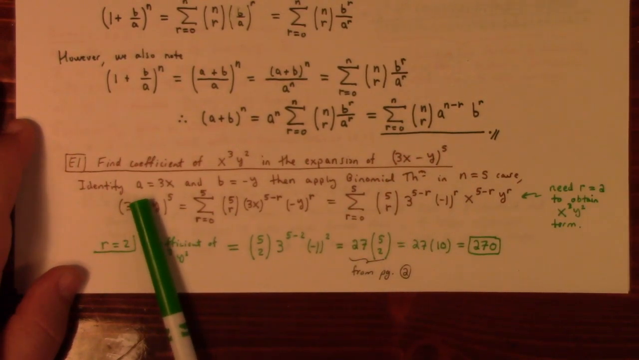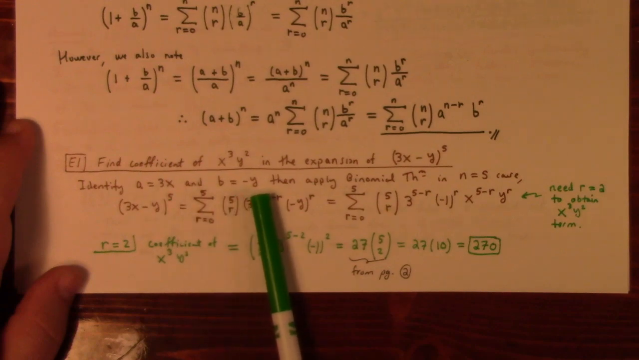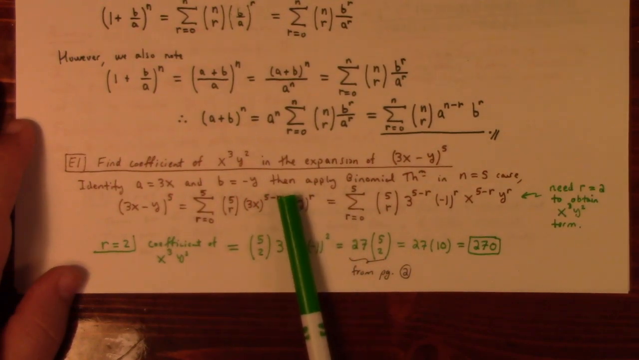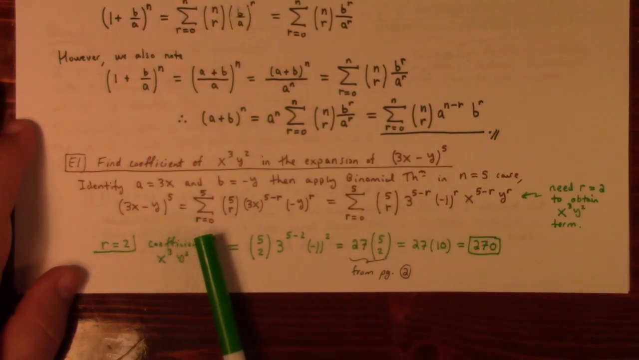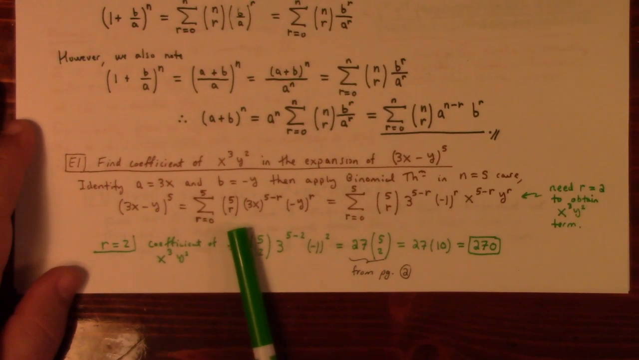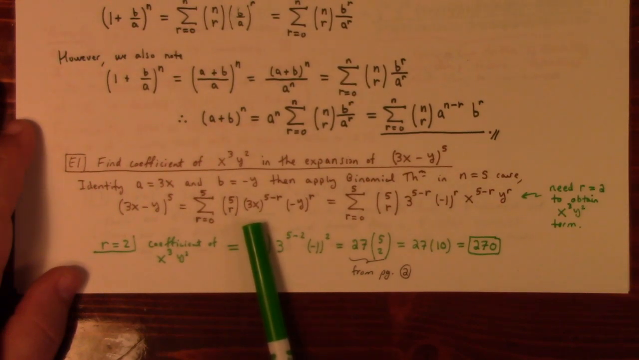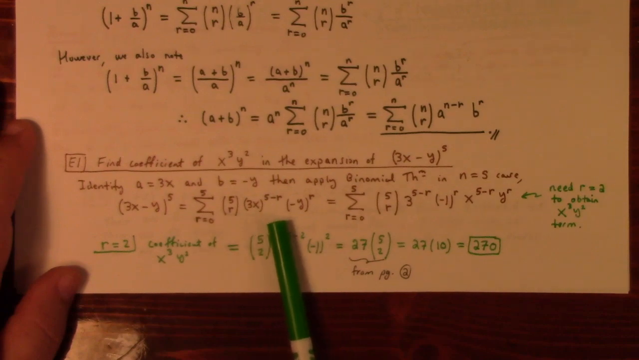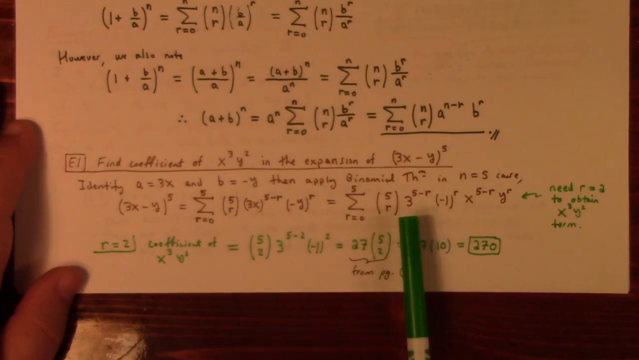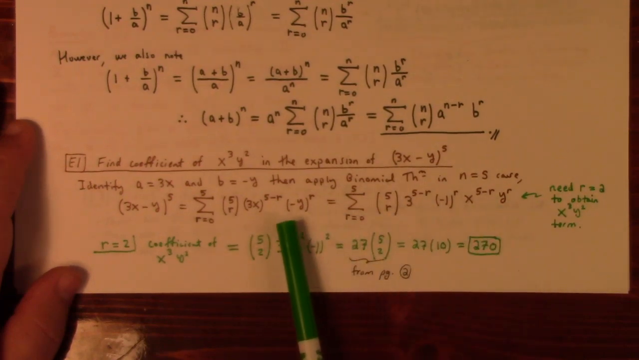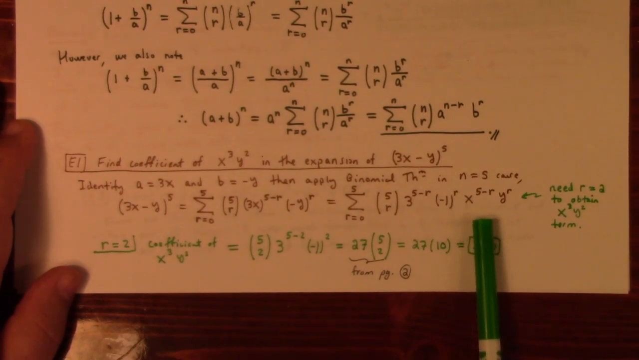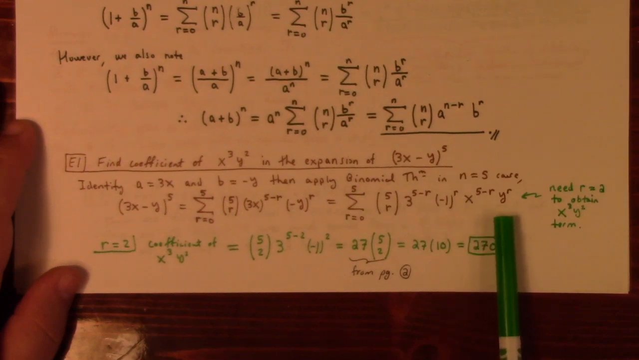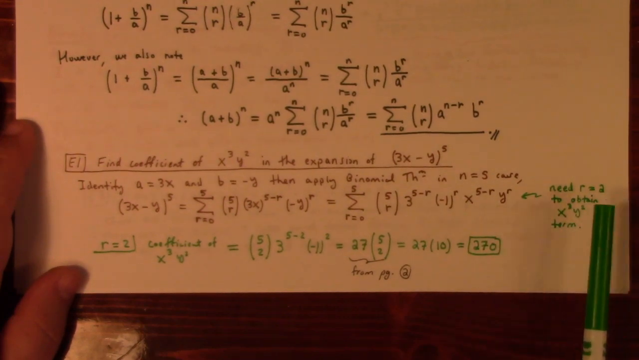We're going to identify a equals 3x, and b equals minus y. And so we can apply the binomial theorem with n equals 5. 3x minus y to the 5th is the sum r equals 0 to 5, 5 choose r, a to the 5 minus r, b to the r, where a is 3x and b is minus y. So by laws of exponents, that gives me 3 to the 5 minus r and minus 1 to the r, and then I've got my x to the 5 minus r, y to the r. So you look at that and you go, okay, to get x cubed y squared, I need to look at r equals 2, right?